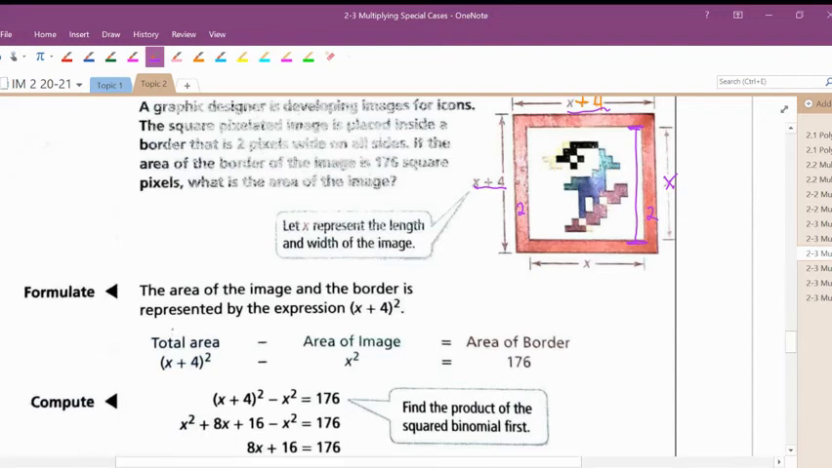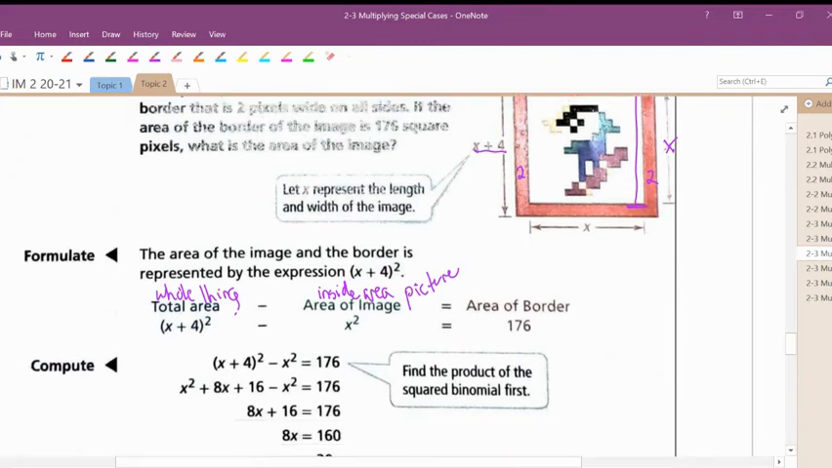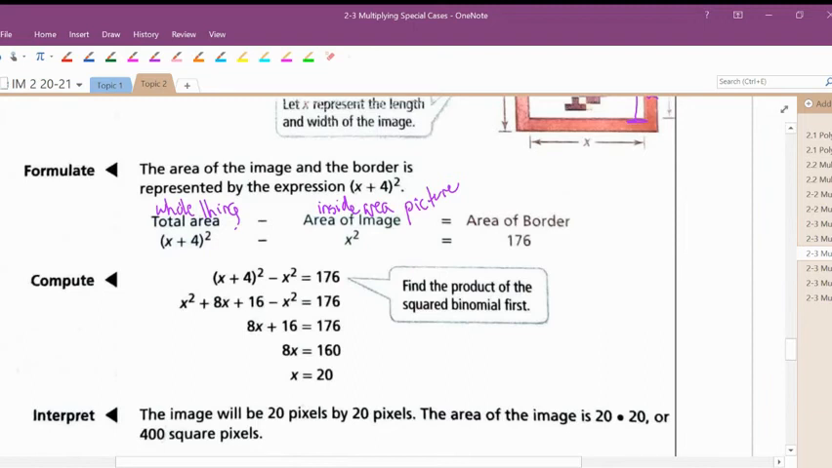So let's see. The whole thing is our total area. Area of the image is the inside area of the picture. Don't know what that is. And then the area of the border. We know that x plus 4 squared is going to be the area of the whole thing. We're going to subtract off the image, the white part, and it should equal 176. So we have x plus 4 squared minus x squared equals 176.